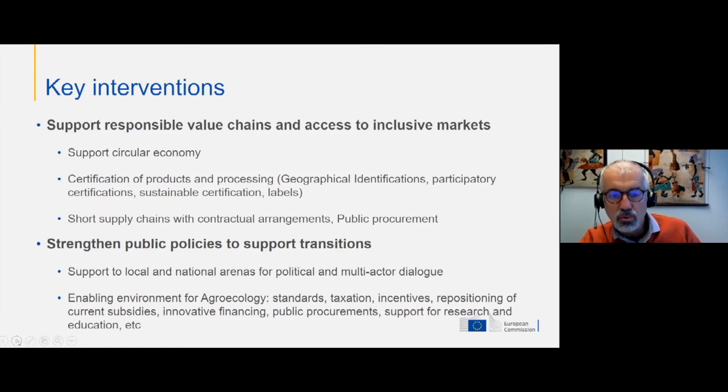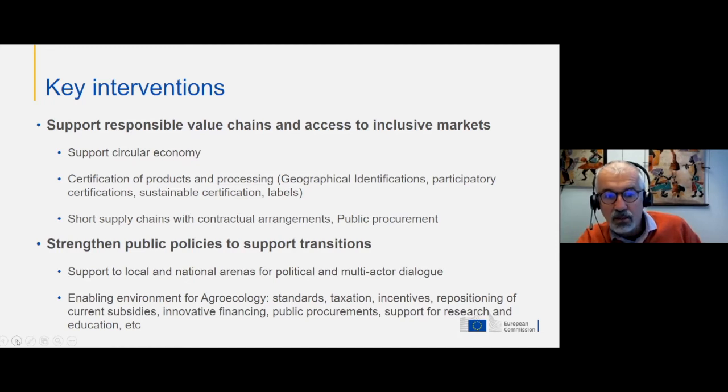The fourth area that is important is strengthening public policies to support agroecological transition to scale up. And for that to happen, you need actions to access national and local arenas so that people can change their mind around agroecology, talk about what's blocking, what solution we can put in place, how we can adapt it locally, and try to transform them into policy tools and instruments that will facilitate that transition.